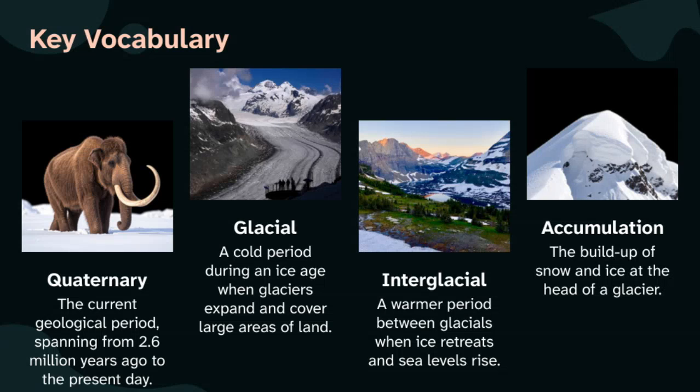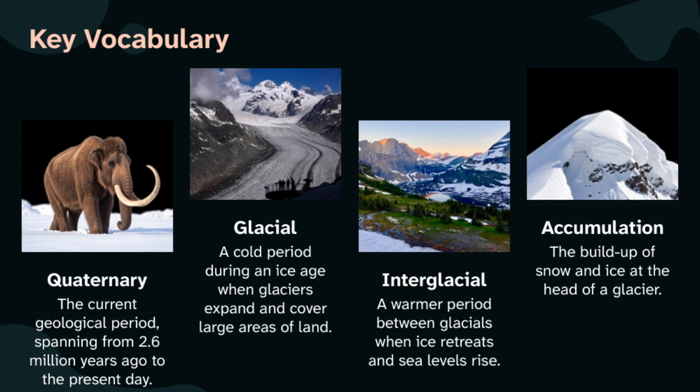Before we go further, let's define our key vocabulary. The first term is Quaternary. The Quaternary is the current geological period. It began around 2.6 million years ago and continues to the present day. The second term is glacial. A glacial is a cold stage during an ice age when temperatures fall, glaciers expand, and large areas of land become covered in ice.